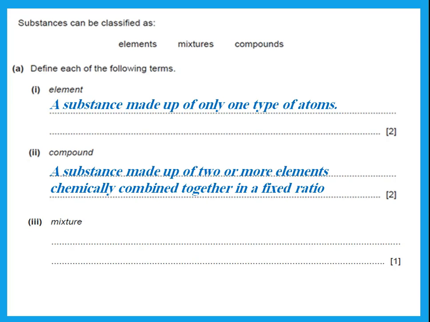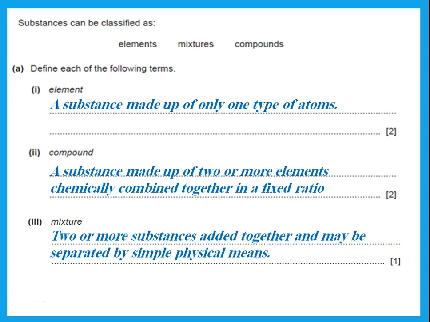What about mixture? Mixture is two or more substances added together. Don't say combined. Combined applies to compound, not to mixture. So two or more substances added together and may be separated by simple physical means, or they may be separated easily, or they may be separated by simple processes, for example.